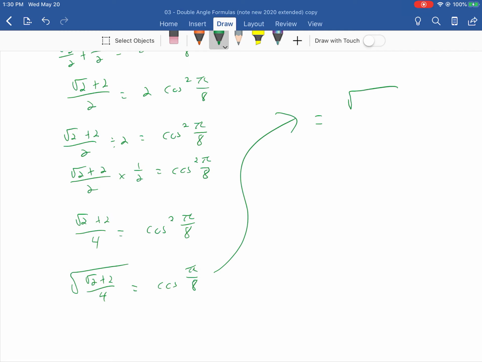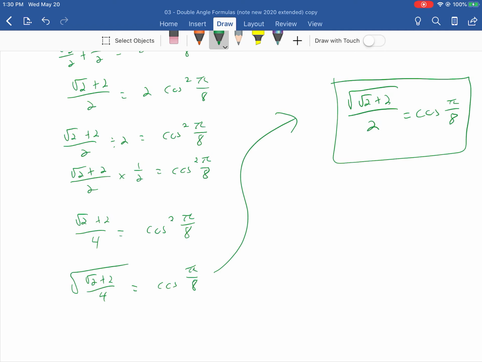A couple of extra little details. I really can actually go one step farther here. I can write it like this, because I can take the square root of that bottom part. And I don't know why I wrote an equal sign there.